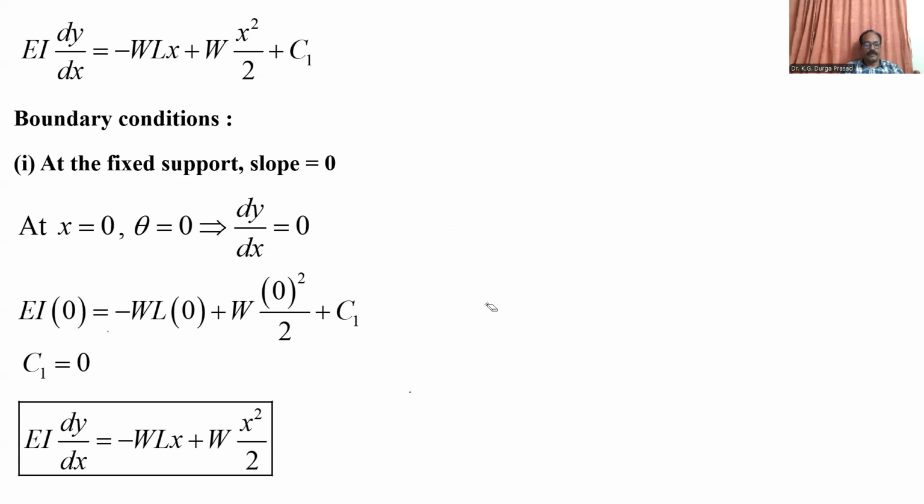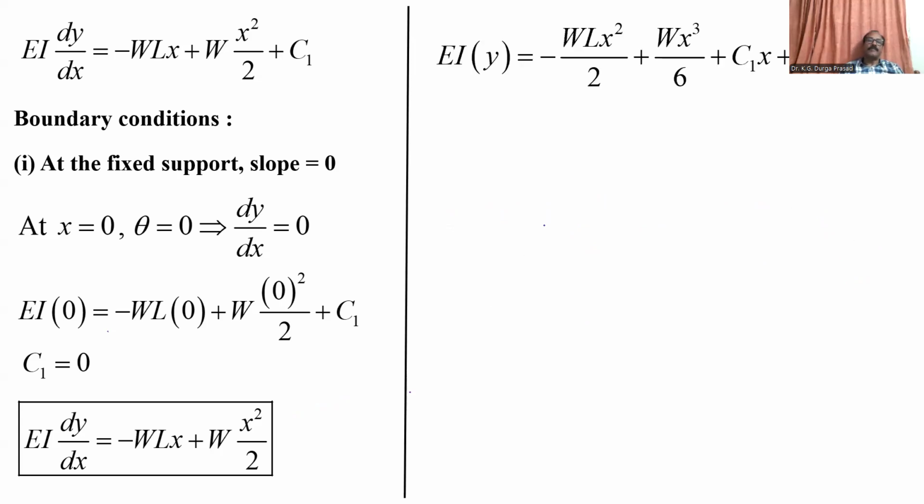Now, listen carefully. So what is the other equation? The left side, you can see, is the slope. This equation represents the slope. What about this one? It is a deflection equation. EI into y equal to minus WLx square by 2 plus Wx cube by 6 plus C1x plus C2.